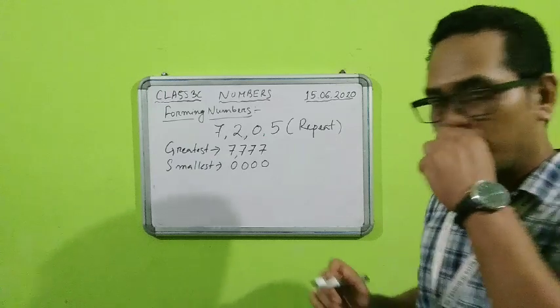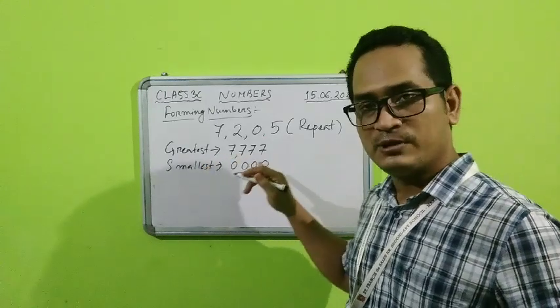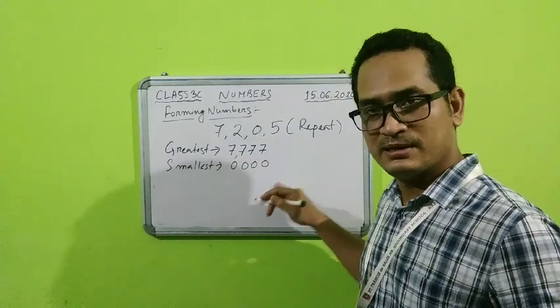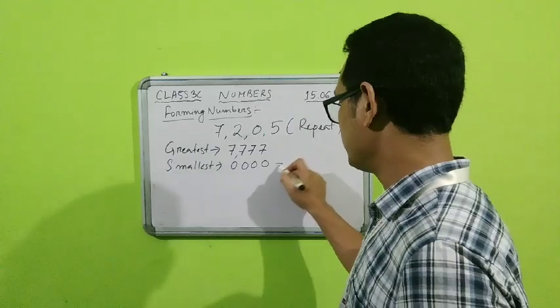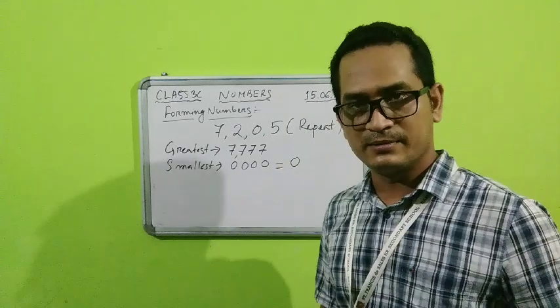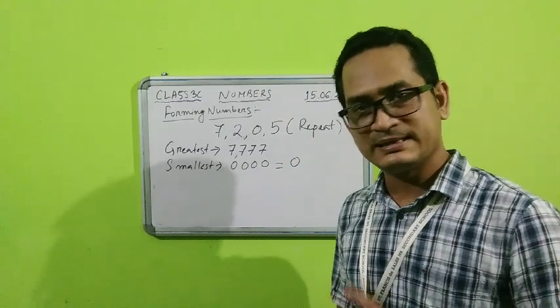Because 0 is the smallest digit here. So that means if 7 is repeated 4 times, 0 will also be repeated 4 times. But students, does this number have any value? This is nothing. This will be equal to 0 only. So there will be no use of making this number.